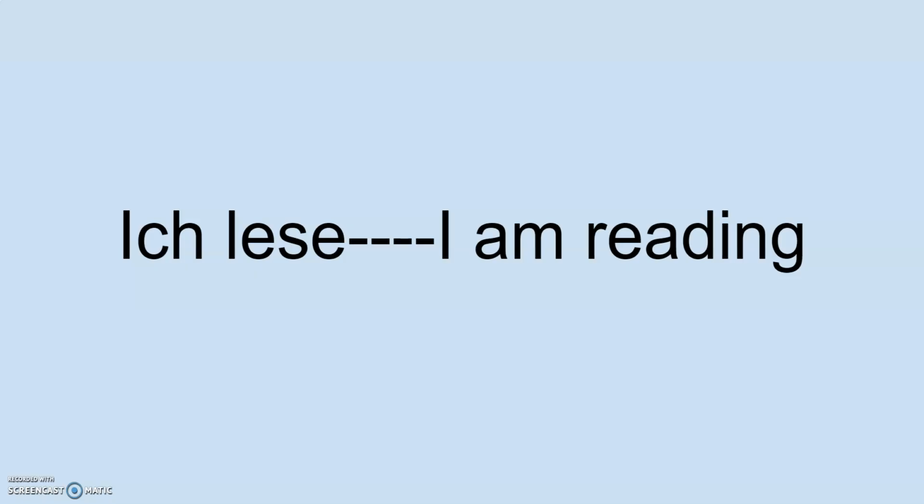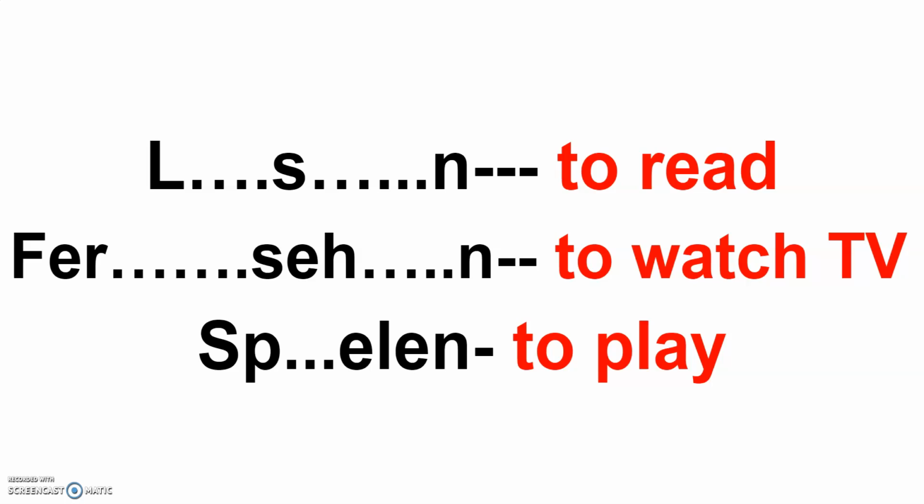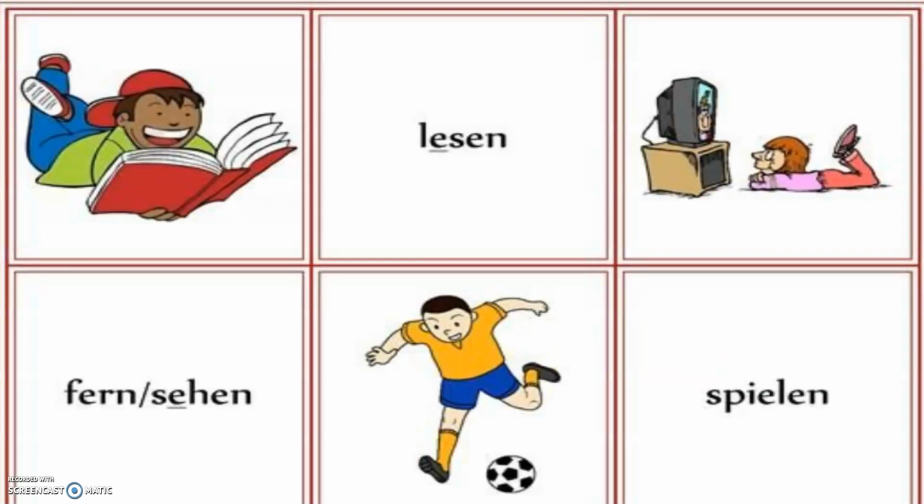Let's move ahead, guys. Now, how do we conjugate the verb? Suppose I want to say that I am playing. How would I conjugate the verb? So you see this lesen, L-E-S-E-N. One thing you might be observing in all the three verbs here is that en is common at the end, right? So when I conjugate this verb with ich, first person, I remove this en part from the back, and then I just put one e.